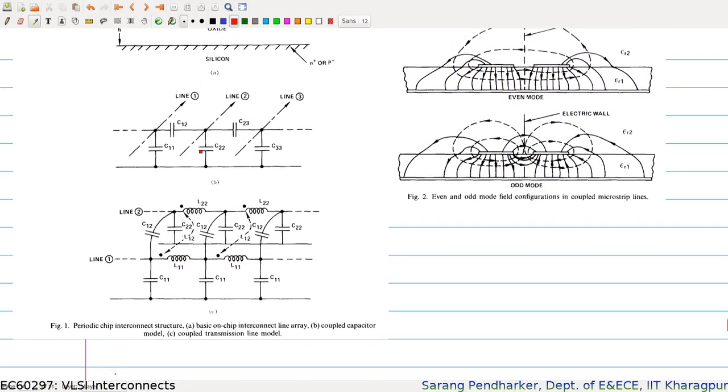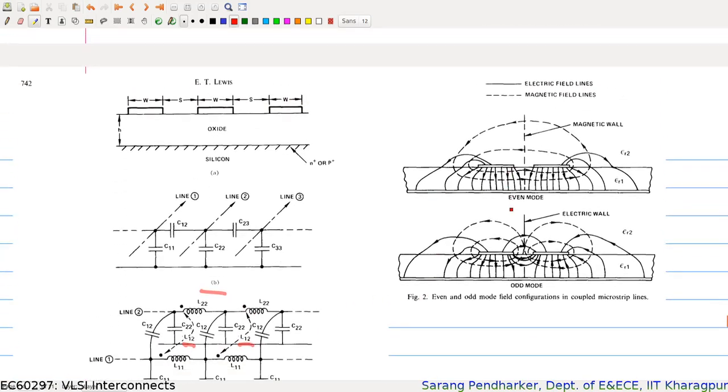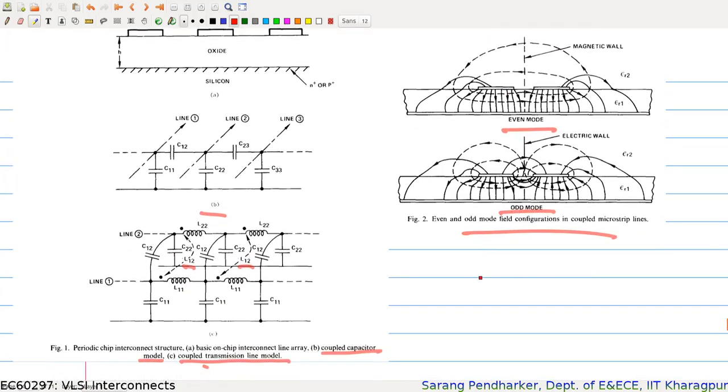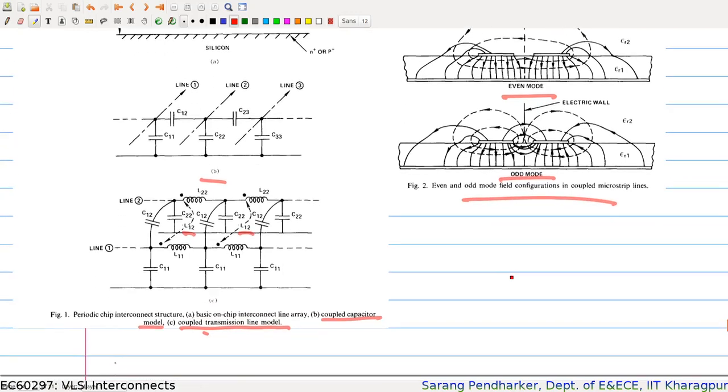Then there is the coupled capacitor model, and this is the coupled transmission line model. So there is L12 also, these two. You can also see that they do this even mode and odd mode analysis. It's the same as the common mode and the differential mode in case of I.